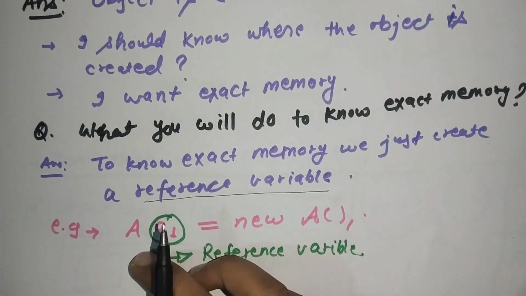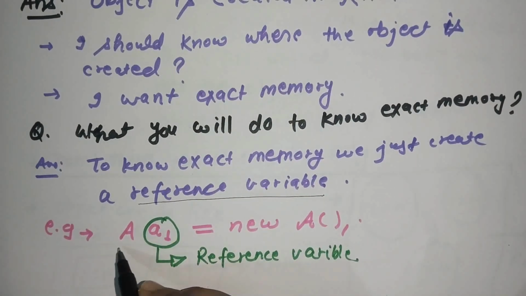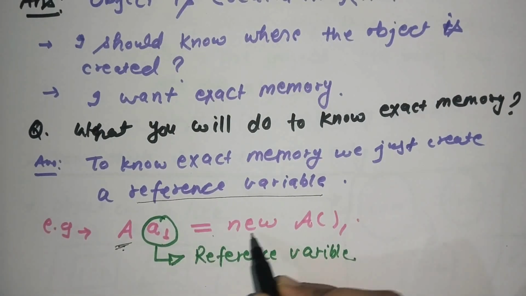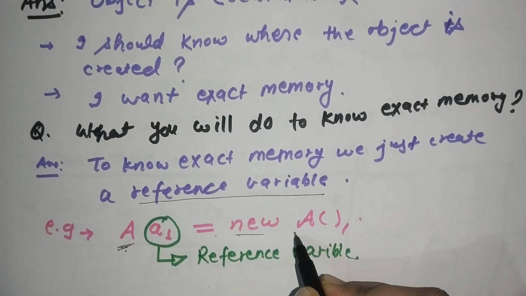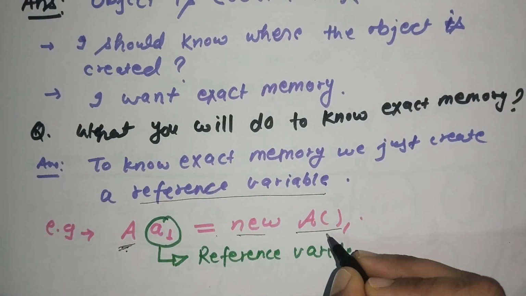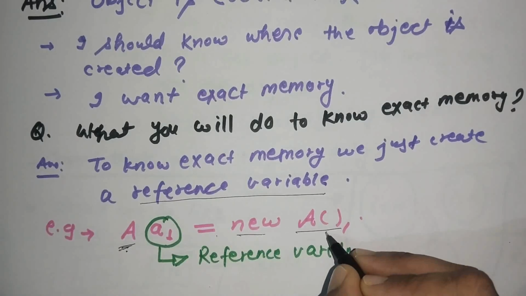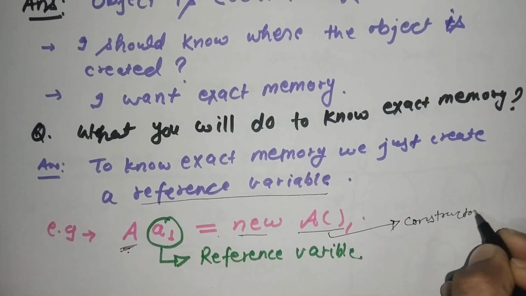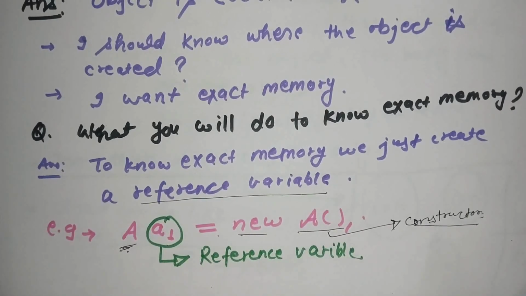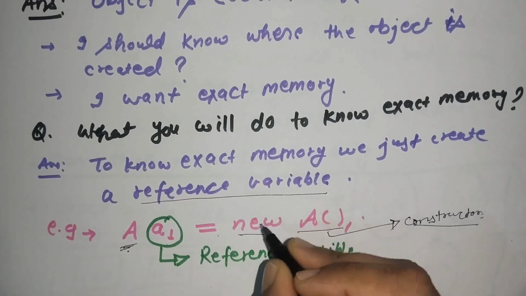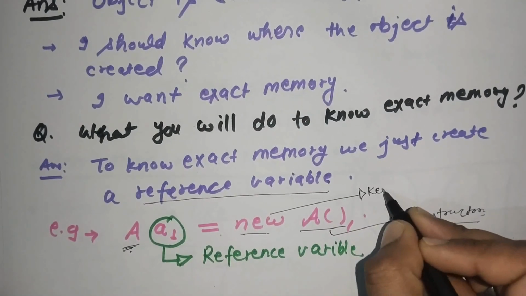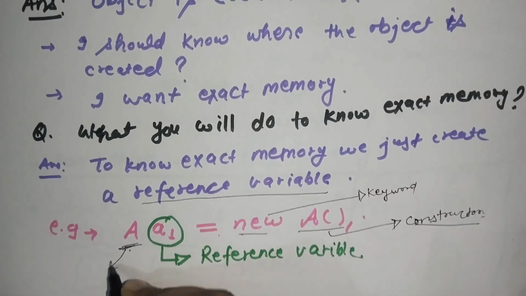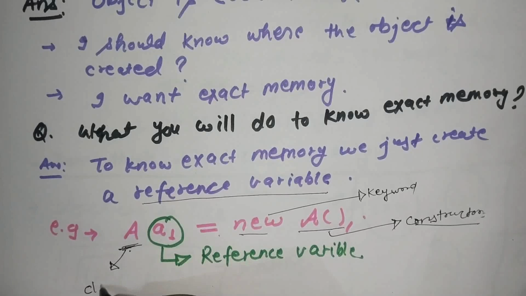How do we create a reference variable? With the help of the class name. A1 is equal to new A, with opening and closing braces. This is the constructor. This is the reference. This new is a keyword. Here, this is the class name.